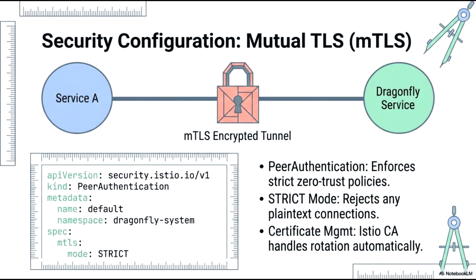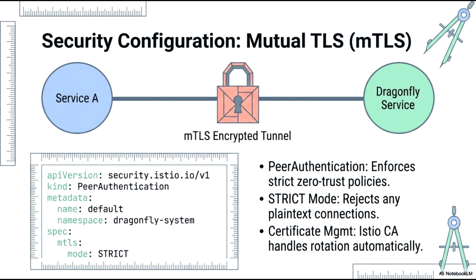This slide outlines the security configuration for our environment, specifically focusing on mutual TLS, or MTLS. As illustrated, the communication between Service A and the Dragonfly service is protected by an MTLS encrypted tunnel, ensuring that both parties are authenticated and the data remains private.